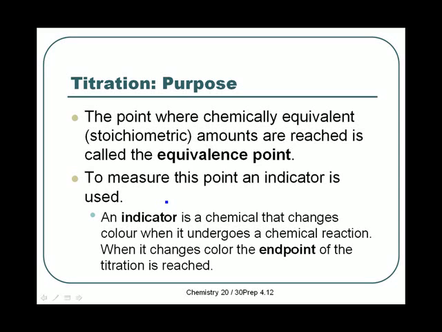So what we're going to do is add an indicator, and an indicator is a chemical that changes color when it undergoes chemical reaction. So it's one color when it's in one shape, and another color after it's reacted with something else. When we see this color change, it's the endpoint. So there's 2 points. They're almost the same but a little bit different. Equivalence point refers to our reactants.